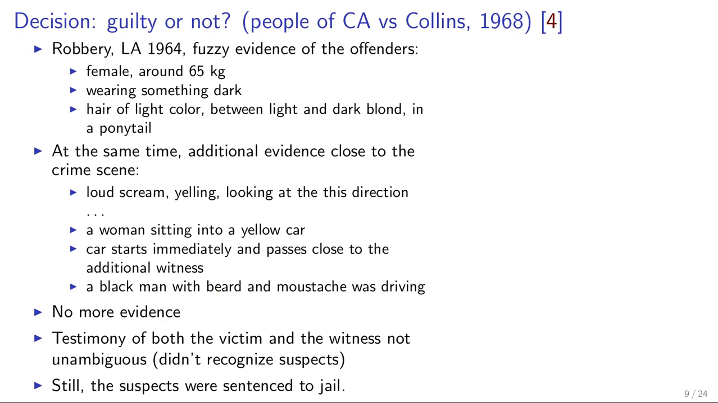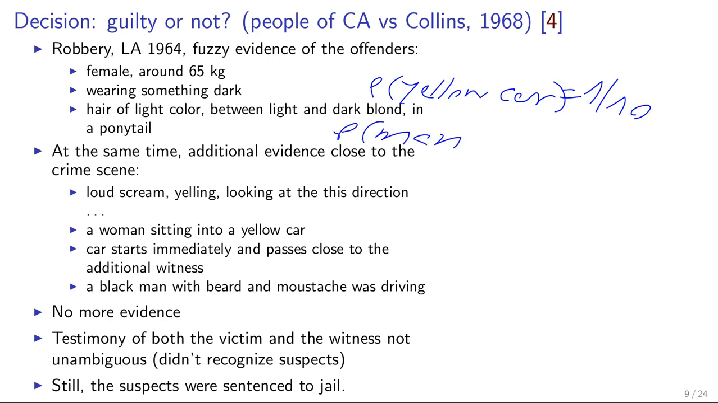What they did is that they wrongly applied the independence assumption: the probability of, let's say, seeing a yellow car in California is 1/10, and then this man with a mustache, like 1/4 of men in California wear a mustache. Putting all this evidence together, they just multiplied it, and the reasoning was that the probability that all these characteristics happen together is like 1 in a million or something.